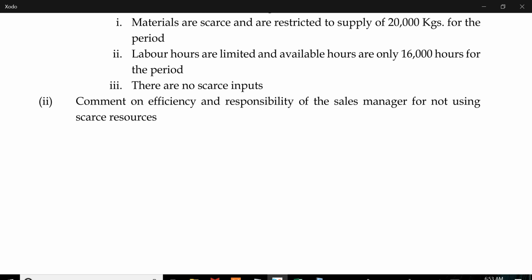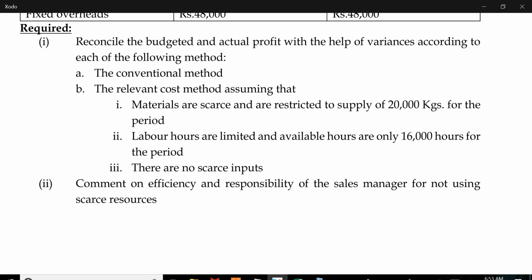In this problem, part 1, which is a detailed calculation, was 12 marks and part B, which is a small answer, was 8 marks. The Institute had categorized it as 12 plus 8. So 8 marks was given for comment on efficiency and responsibility of the sales manager. He is not responsible. In net, the answer is I cannot hold him responsible for this part because it's not his duty to use the resources properly. His duty is to sell the products which have been produced by the company.